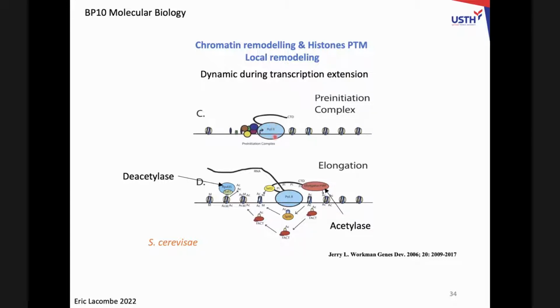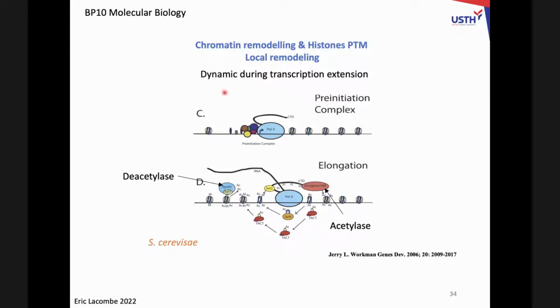In blue, you've got the complex of RNA polymerase, okay? And here in dark blue, yellow, green, they are what we call the general transcription factors. We will see them on Friday. I will explain over there. But anyway, in this drawing, what they want to show you is that we are in the context where initially the chromatin is compact, so it is heterochromatin.